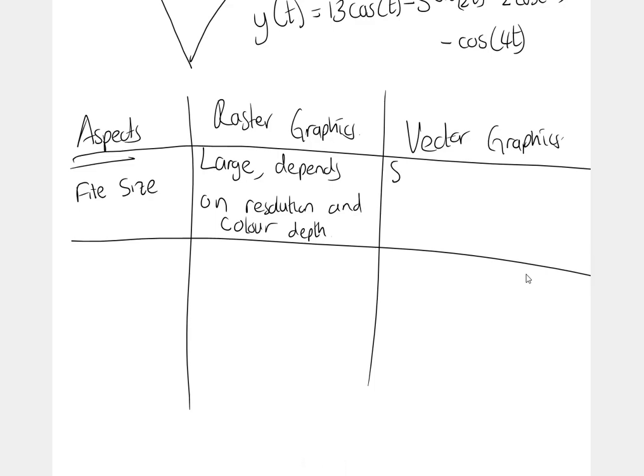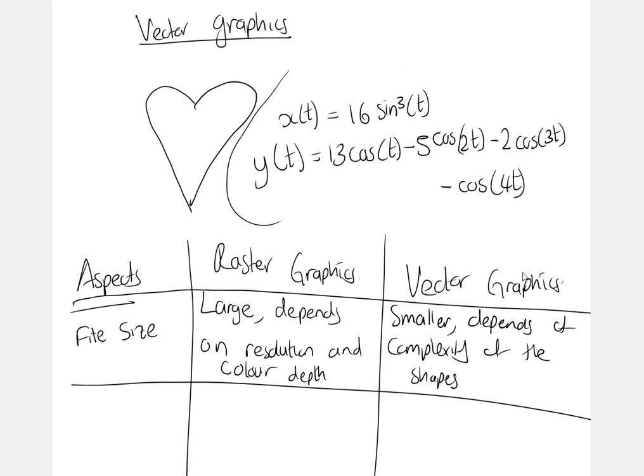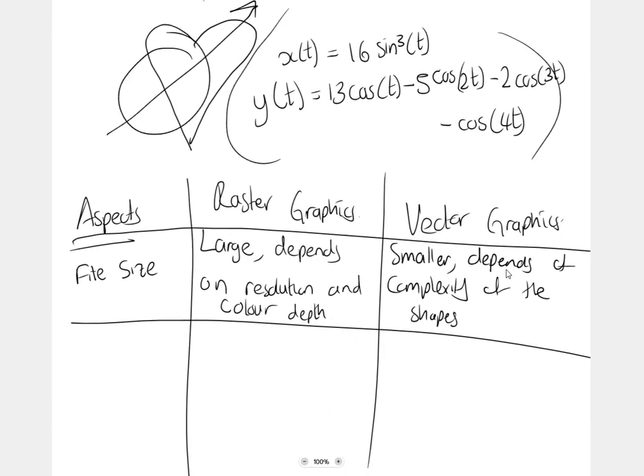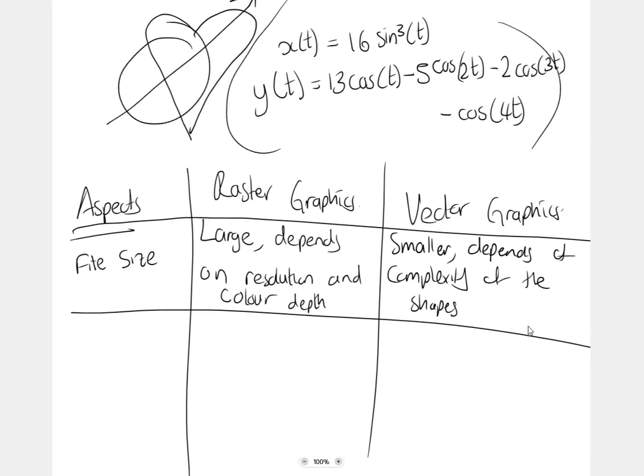So this is much smaller, and it depends on the complexity of the shapes. Just for this heart, we would require these 2 equations. But if you're going to have more shapes here, like maybe a circle coming out of that and an arrow coming out of this or whatever, then you'll require more equations, and that increases the complexity of it. But equations are not really that much space to store. So generally, vector graphics are much smaller, even with very complex shapes.